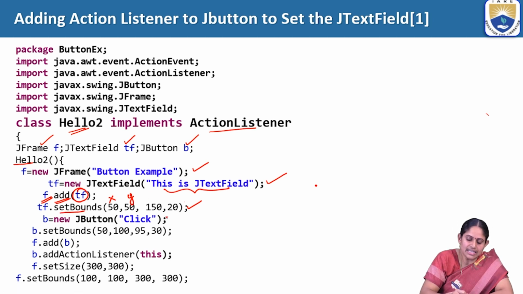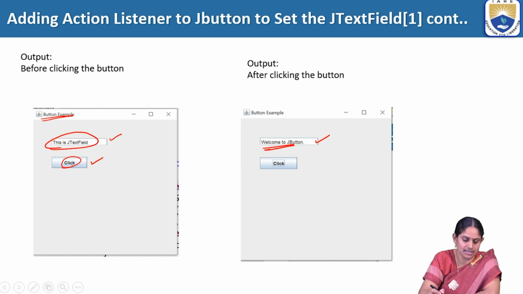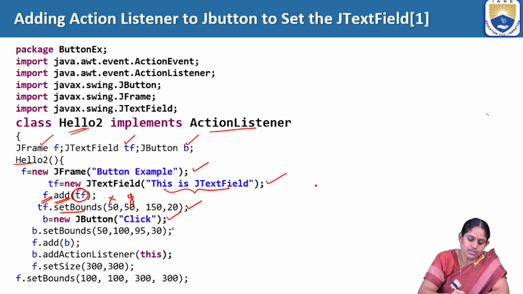After that, we are creating a button named click. So the button will be created with the name click, and we are also setting the bounds of the button. Now we are adding that button onto the frame. This button B is added onto the frame F.